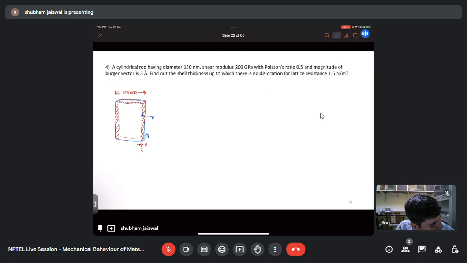First we'll write the given data. The diameter d is 150 into 10 to the power minus 9 meter, shear modulus is 200 GPa, that is 200 into 10 to the power 9 Pascal, with Poisson's ratio of 0.5, and magnitude of Burgers vector b is 3 angstrom, that is 3 into 10 to the power minus 10 meter. They are asking us to find out t, and they have given the force per unit length as 1.5 Newton per meter.